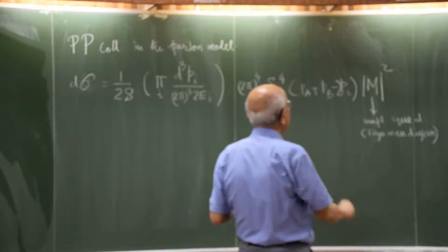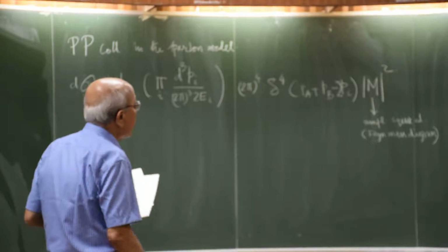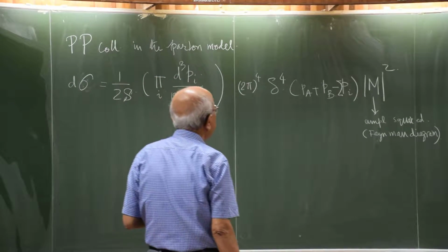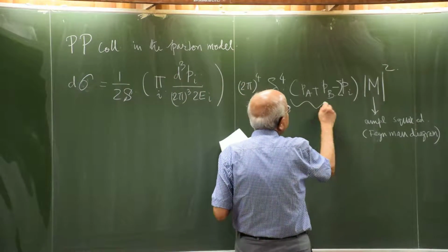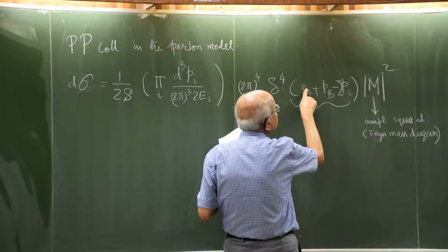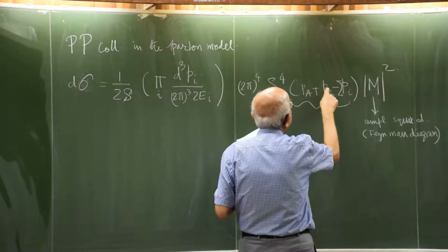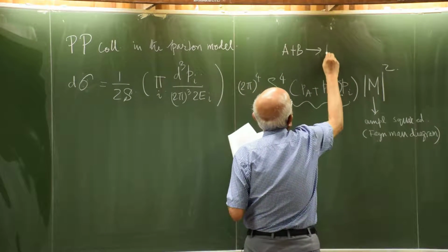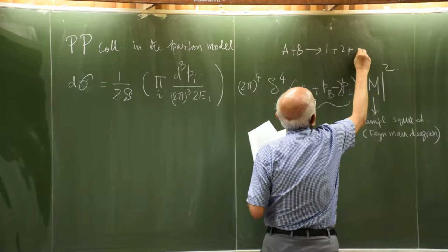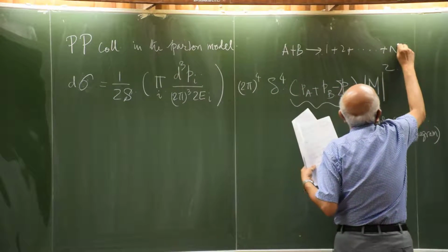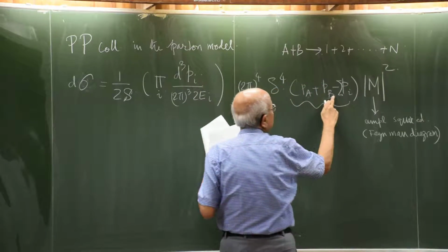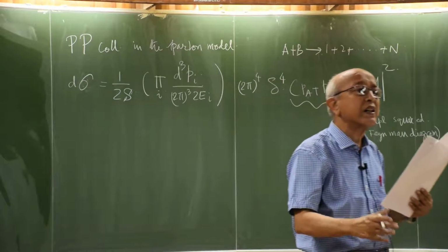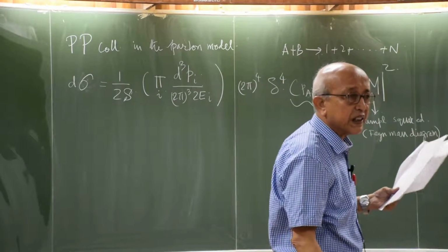I will draw some diagrams every now and then, but we will not really evaluate M square in any case. That itself will take one lecture. Now this is the energy momentum conserving delta function. It simply says that the total four-momentum in the final state, if I consider the scattering, this goes to n particles, then this is the energy momentum conservation. This delta 4 means there are 3 momentum conserving delta functions and 1 energy conserving delta function.